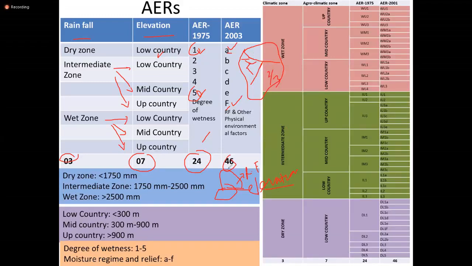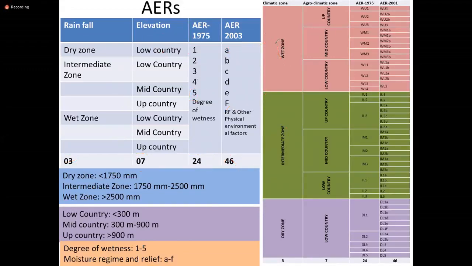Understand? Now, we will look at the other attributes. If you look at that, we have the wet zone. We have up country, low country, and mid country. So that is the agroclimatic zone, because both factors are joined together. If you look at the 1975 classification, what is it? We have only 1 to 3 notation, up to 1 to 5. So that's what you know right here, the notation.